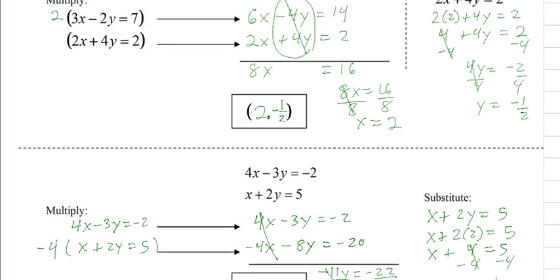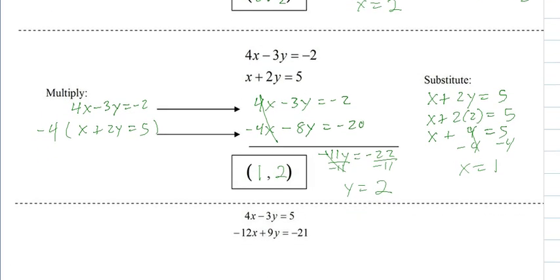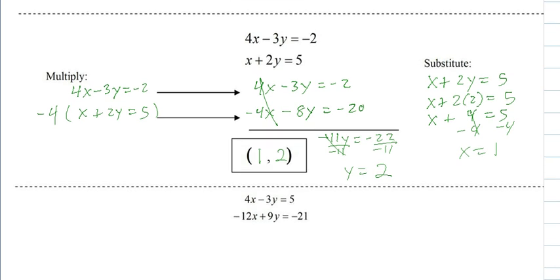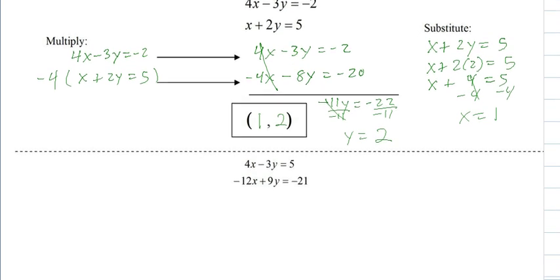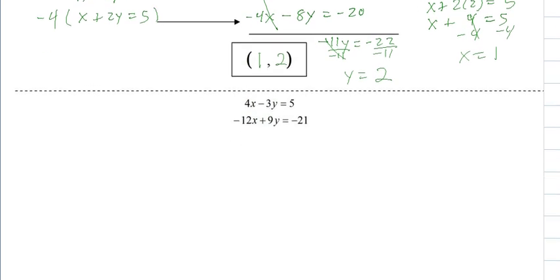All right, so that's all you do. You pick a letter you want to get rid of, make them opposites of each other, and then you can cancel them. All right, so one more. 4x minus 3y equals 5. Minus 12x plus 9y equals minus 21. Okay, so let's get rid of the x this time.